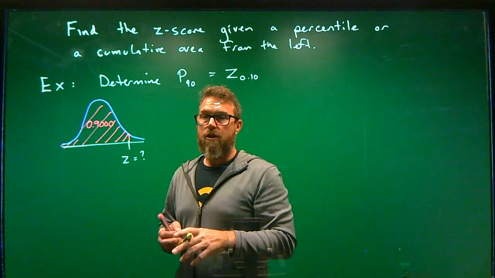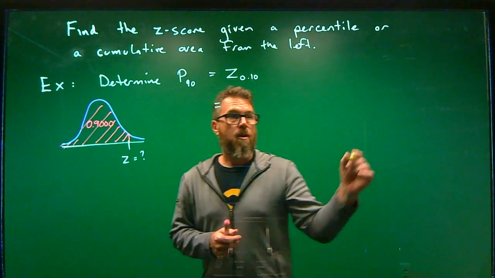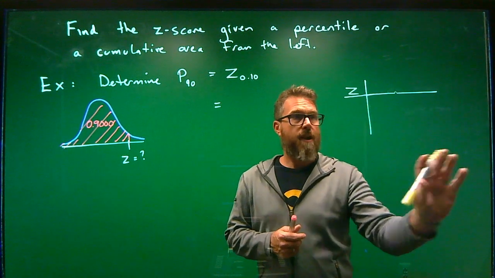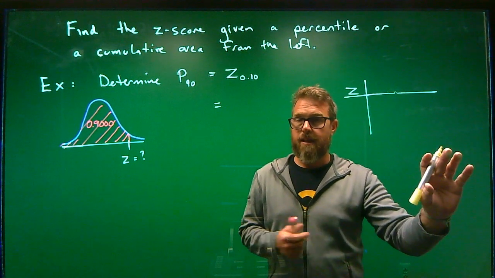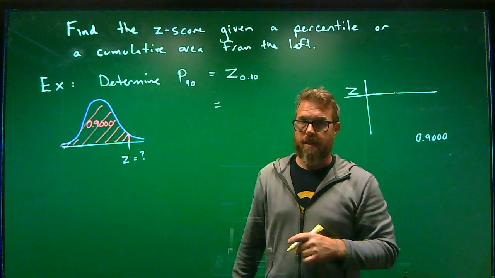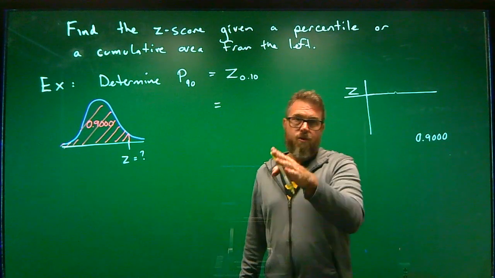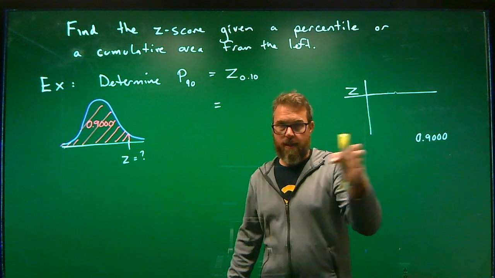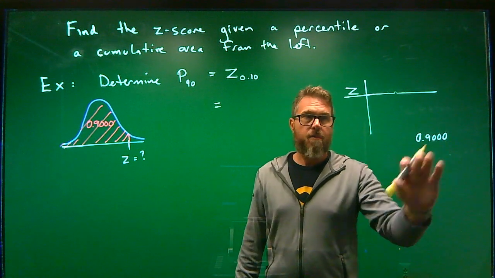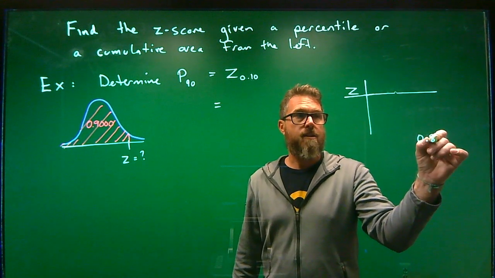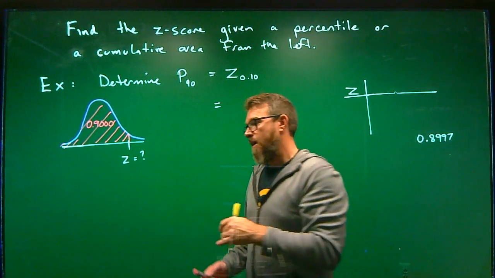So in your z-score table, in the body of the table, I'm trying to find something that is as close to 90% as possible. So what I'm really hoping for is to find something that looks like this. Now, you find a number that's close to 90, and then you move left and right and see if you can find that number. And actually, the number that we find that is closest to it is 0.8997.